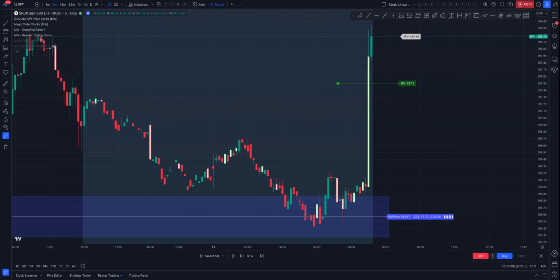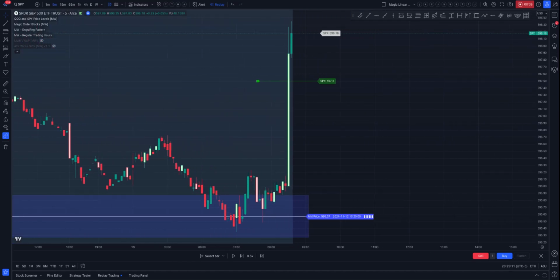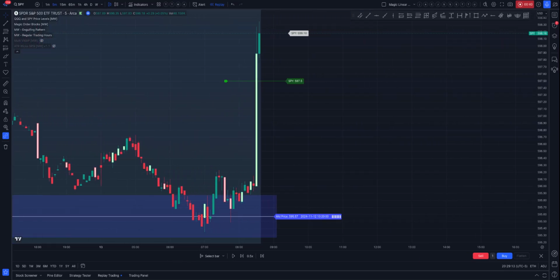So I'm going to start a replay. I already have the replay queued up to go to the beginning of the trading day. We're on SPY, 5 minute. And I wanted to just walk through, actually today I had a good trading day, and really it was all about these price levels and order blocks.